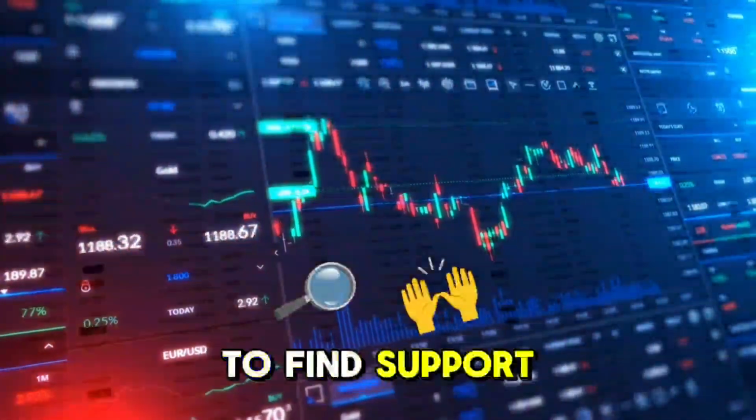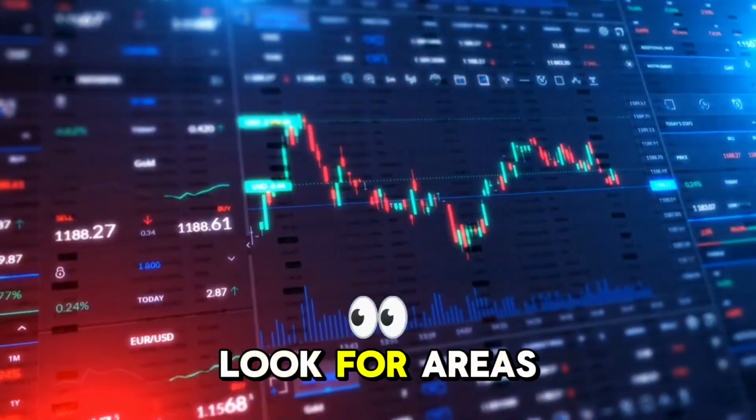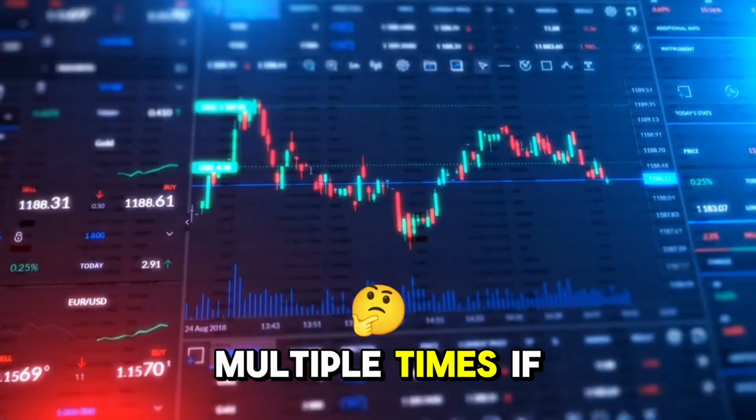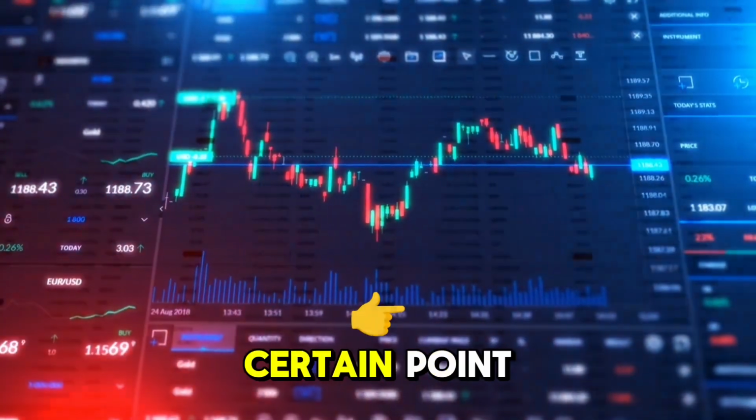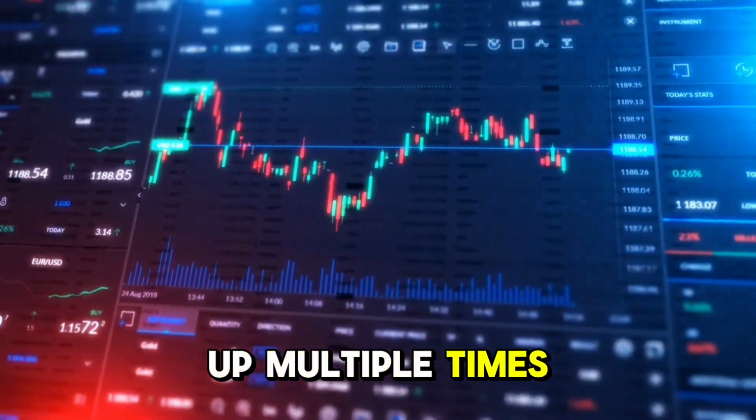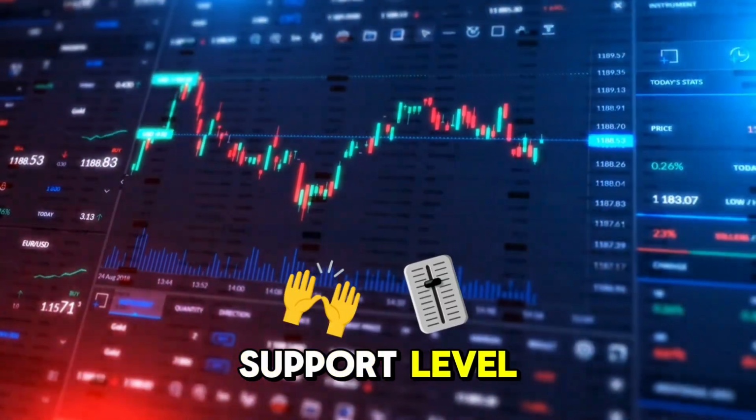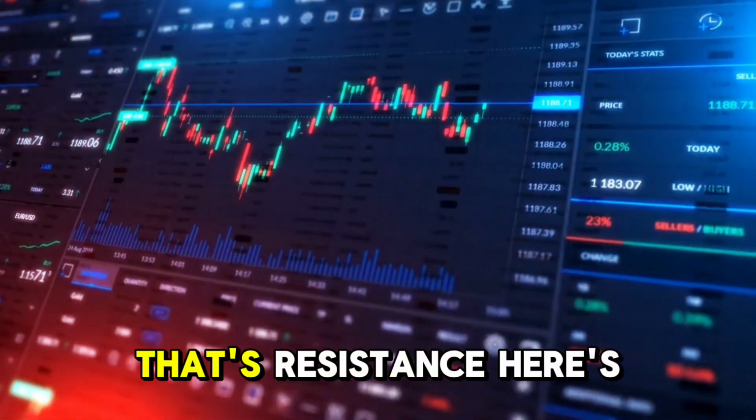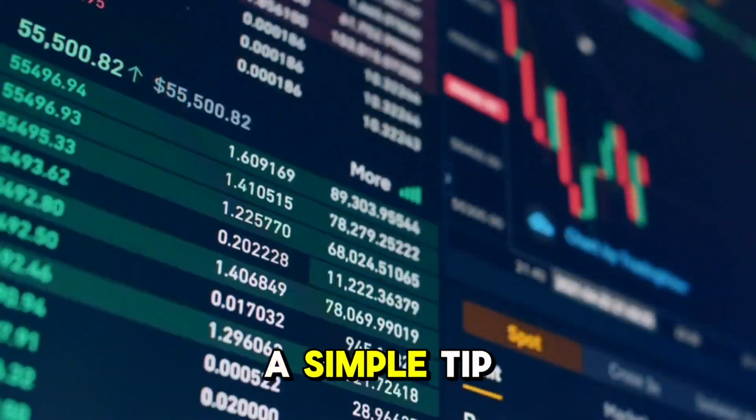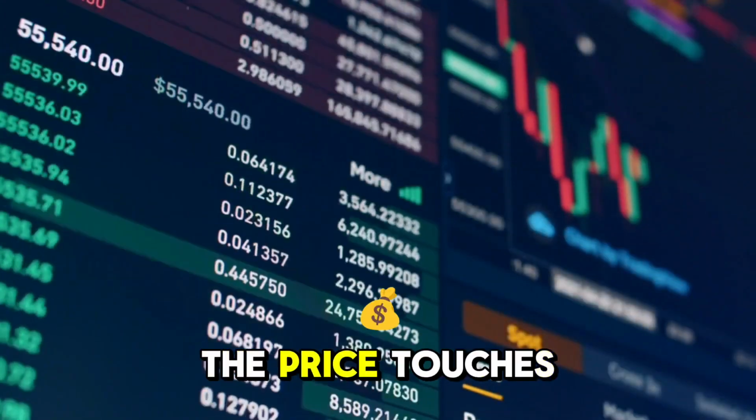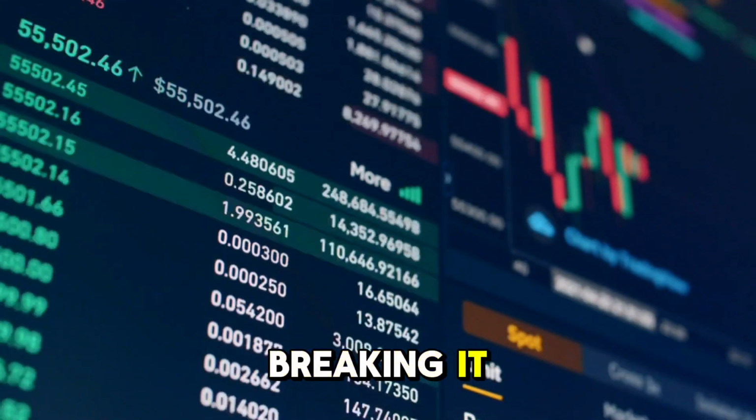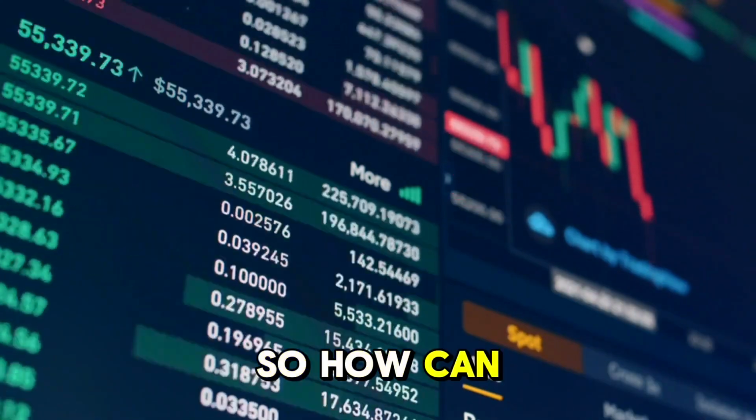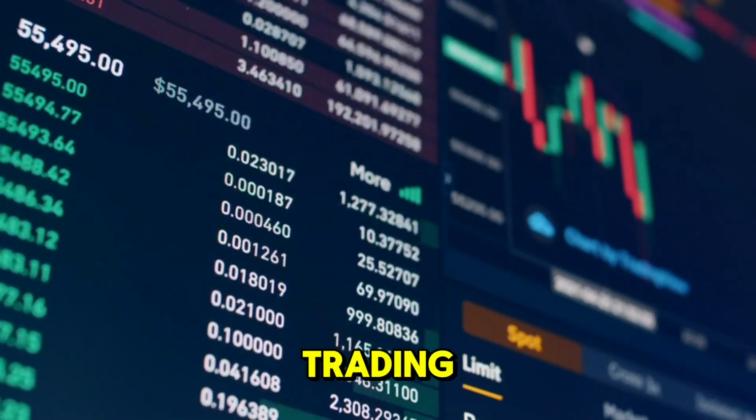To find support and resistance levels, look for areas on your charts where the price has reversed multiple times. If a price has dropped to a certain point and bounced back up multiple times, that's likely a support level. If it's tried to break through a price level but failed, that's resistance. Here's a simple tip. The more times the price touches a level without breaking it, the stronger that support or resistance is. So how can we use these levels in our trading?